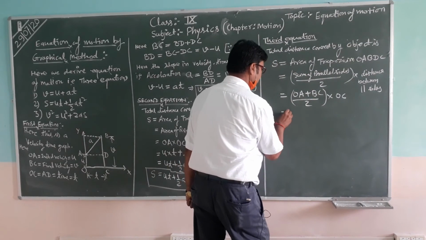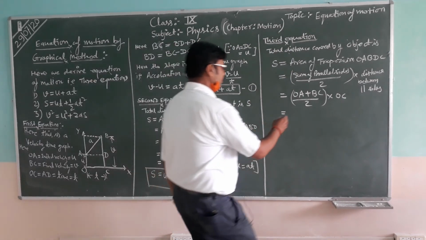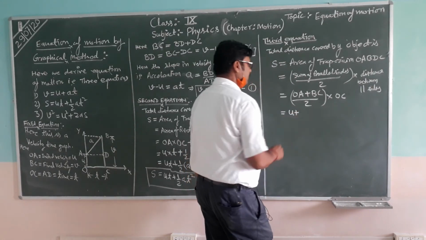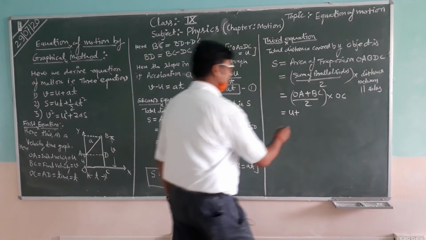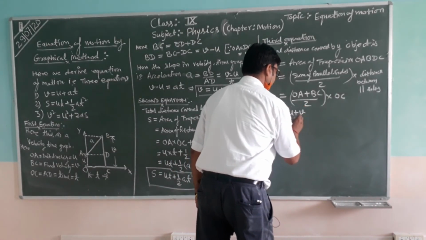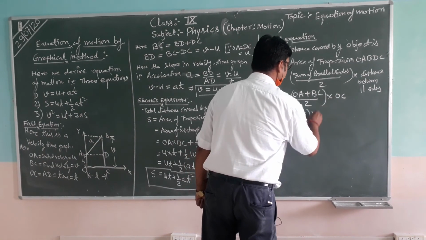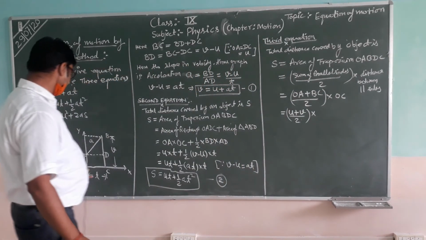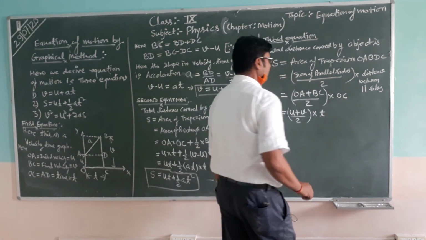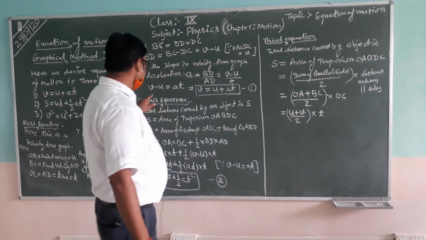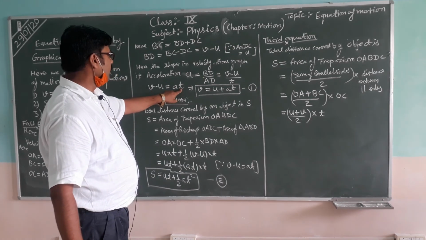So put the values here: OA means U, plus BC. What is BC? BC equals V, and divided by 2 multiplied by OC. Finally OC is T, and from the formula V minus U is equal to AT, then T. What is the value of T?